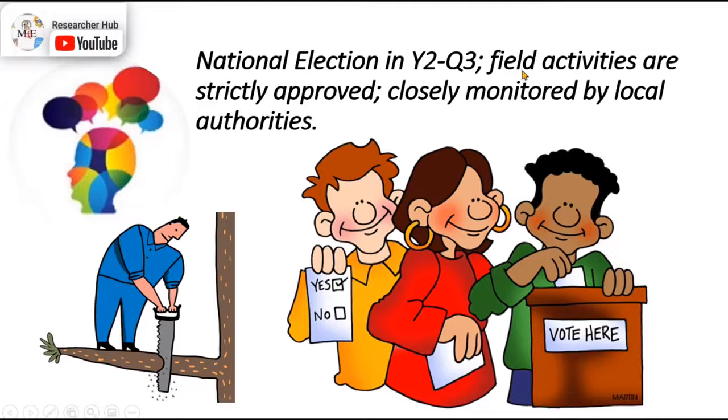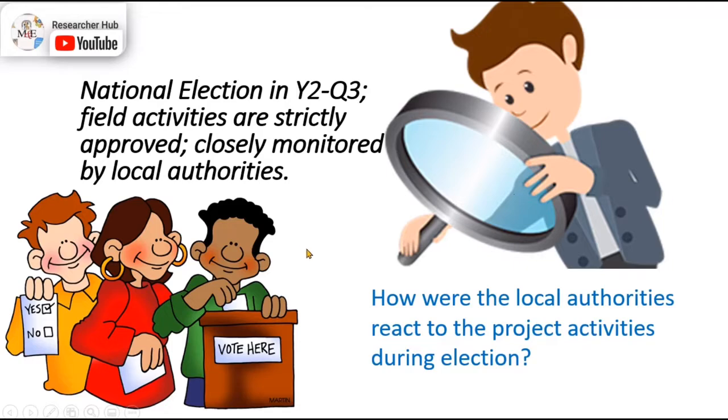Field activities are strictly approved or closely monitored by local authorities. Generally, during the national election, it is very hard to implement project activities at the grassroots level or even at the national level. So this kind of assumption or risk, we need to closely monitor. Therefore, here is the question for monitoring: how does the local authority react to the project activity during the election? Probably during the election, we might need to observe this kind of activity.